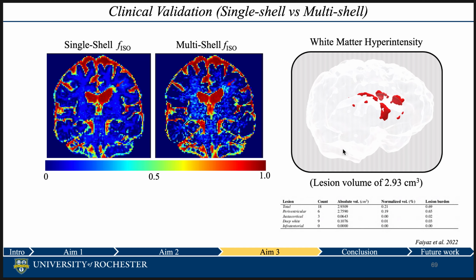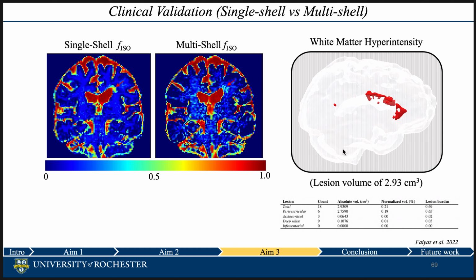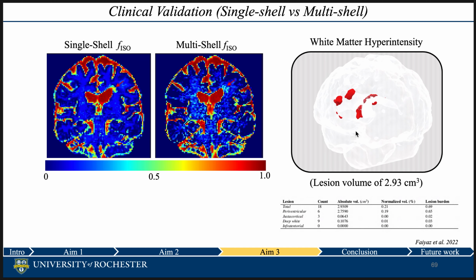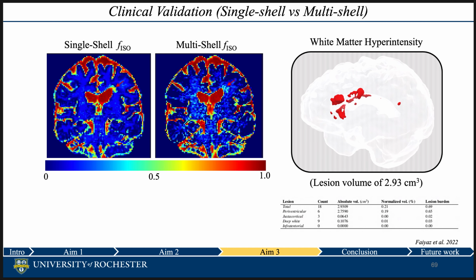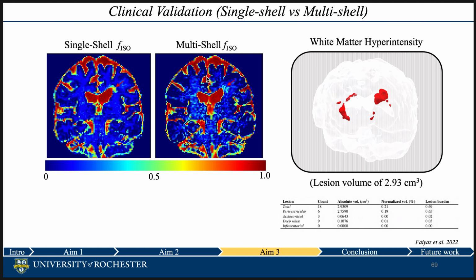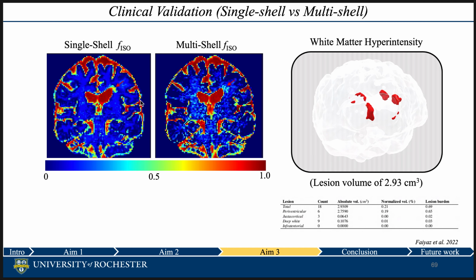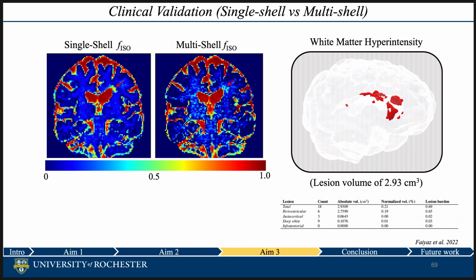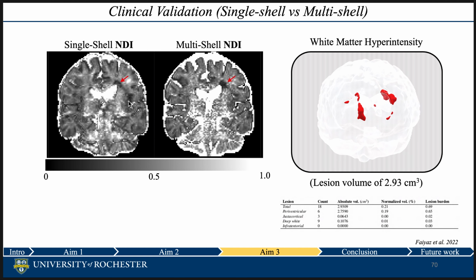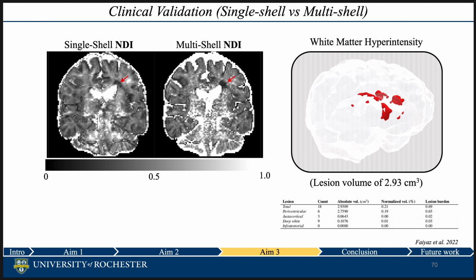So then we took one of the cases from this CSVD study, which was a white matter hyperintensity case that had a lesion volume of 3 centimeter cubed. We took a slice of it, and I'm showing the free water single shell and multi-shell maps here. You can see that the SNR drastically improved, as well as the CNR. This was also true for the neurite density maps. We saw the SNR and the CNR improve.